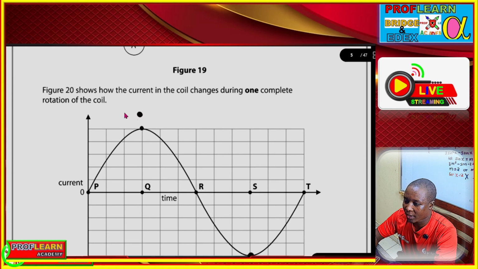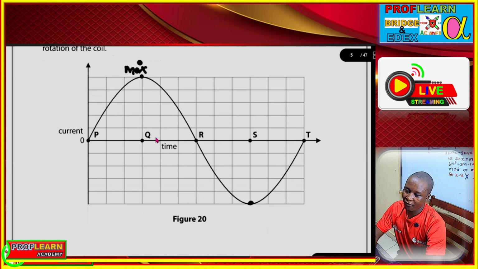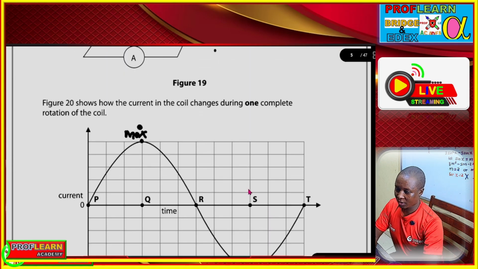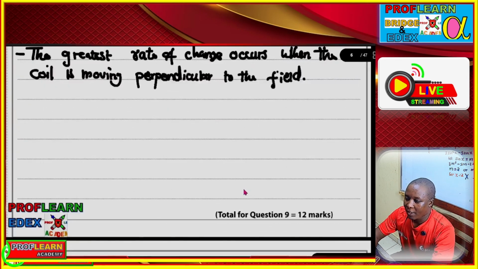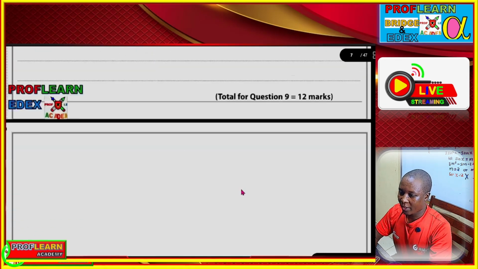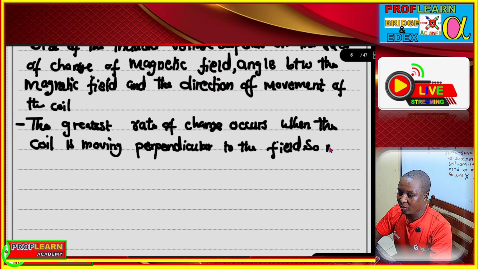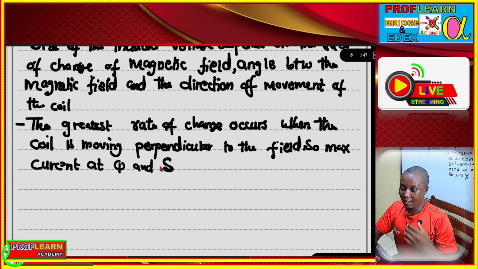At point Q, that is where we are going to have maximum induced EMF, so the maximum current is at points Q and S.